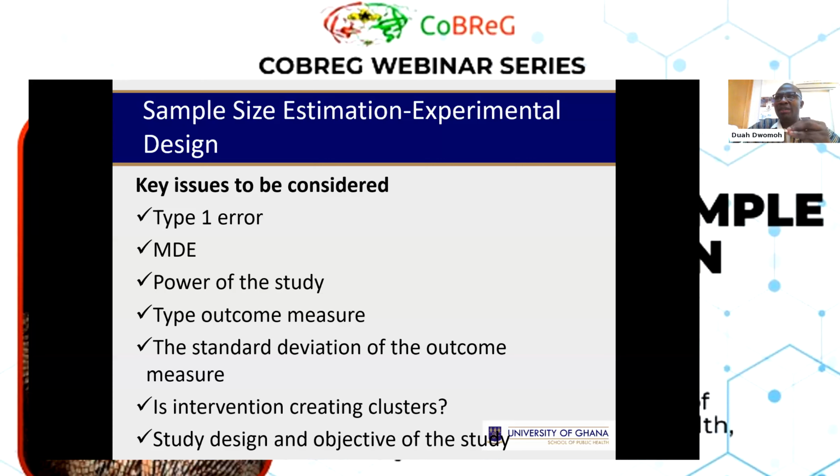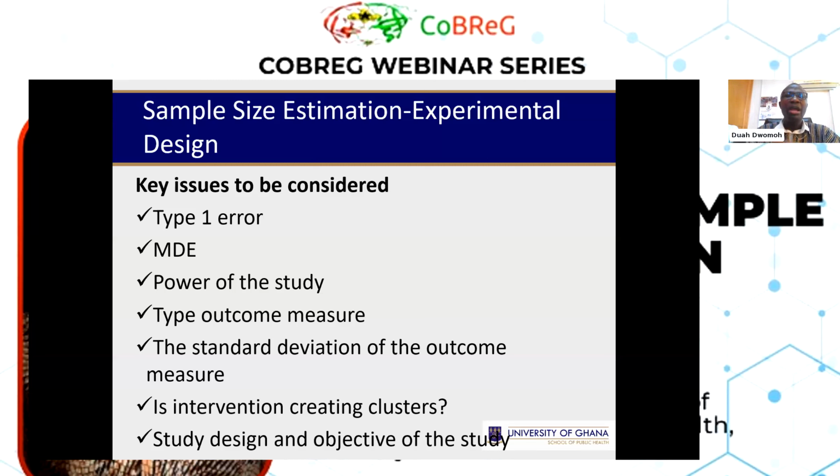So if it's a time to event outcome, which is based on the hazard ratio, your estimation of sample size will be entirely different. If you're estimating sample size and your outcome is quantitative continuous, the statistical method will be different. If you're estimating your sample size and you are looking at a binary outcome, the methods that you use to estimate the sample size will be different.